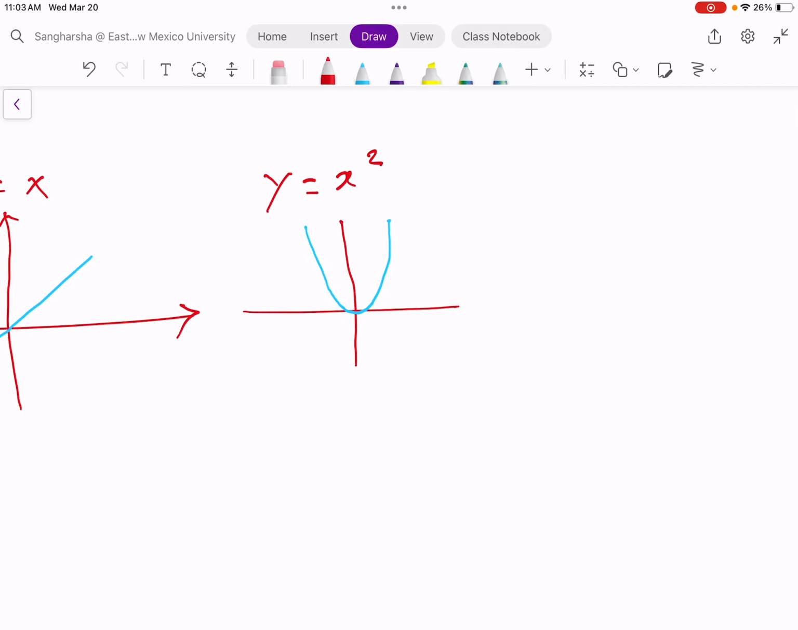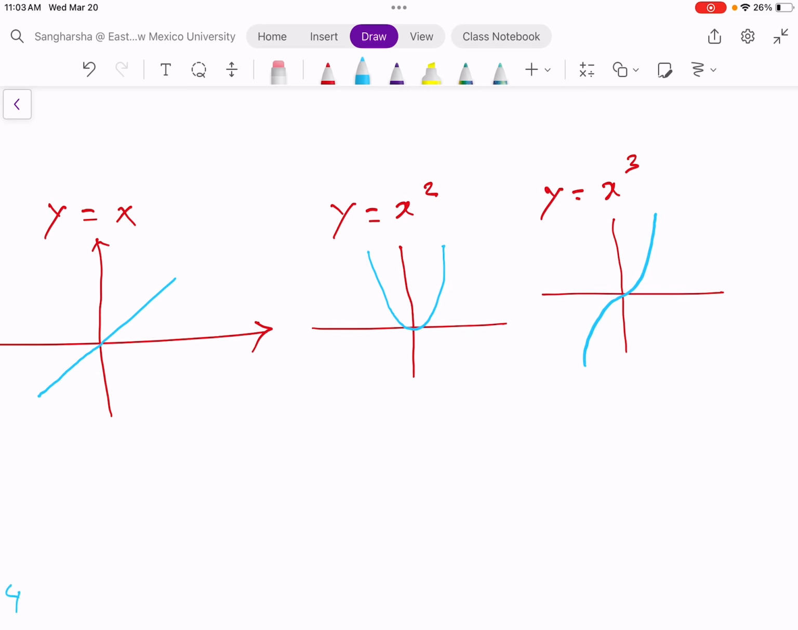The next we have y equals x cubed. This is a cubic function, and this is the shape of the graph for a cubic function.